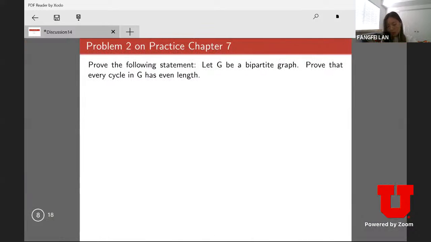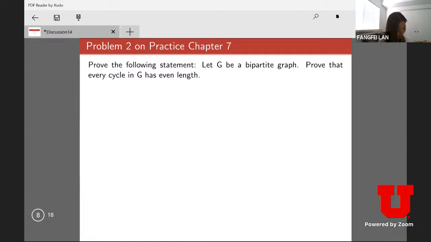Okay. Prove the following statement. Let G be a bipartite graph. Prove that every cycle in G has even length. So what is a bipartite graph? You guys should really write the definitions down for the final. I think this chapter has the most new definitions that you haven't thought too much about before. So write them down, write the theorems down, and know how to use them in practice.